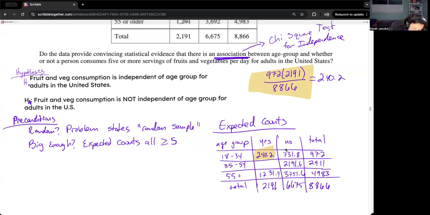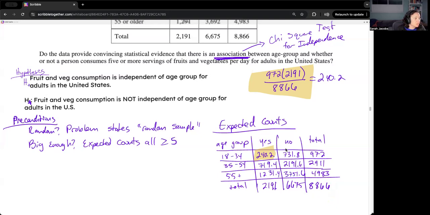1.4 and 719.4. So all expected counts are greater than 5, so it's big enough. We're sampling without replacement, but again, we're more than clear on the small enough count because taking even 9,000 adults from the United States is a drop in the bucket. There's 340 million people, more than that. Keeps growing. Great. So we've met our preconditions.